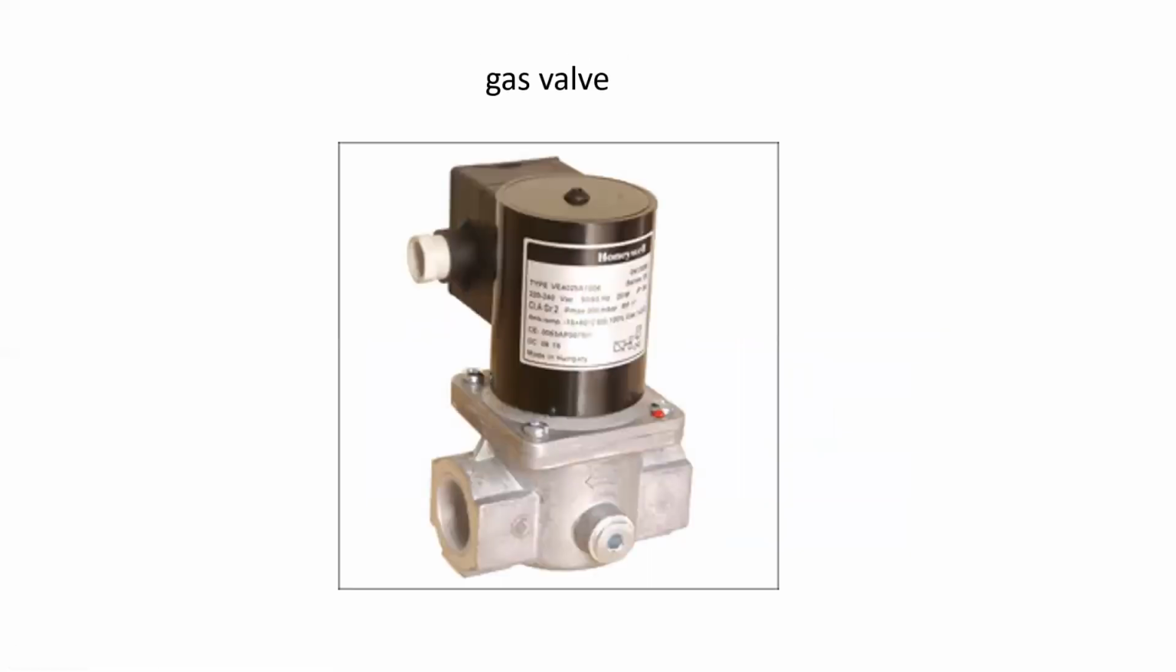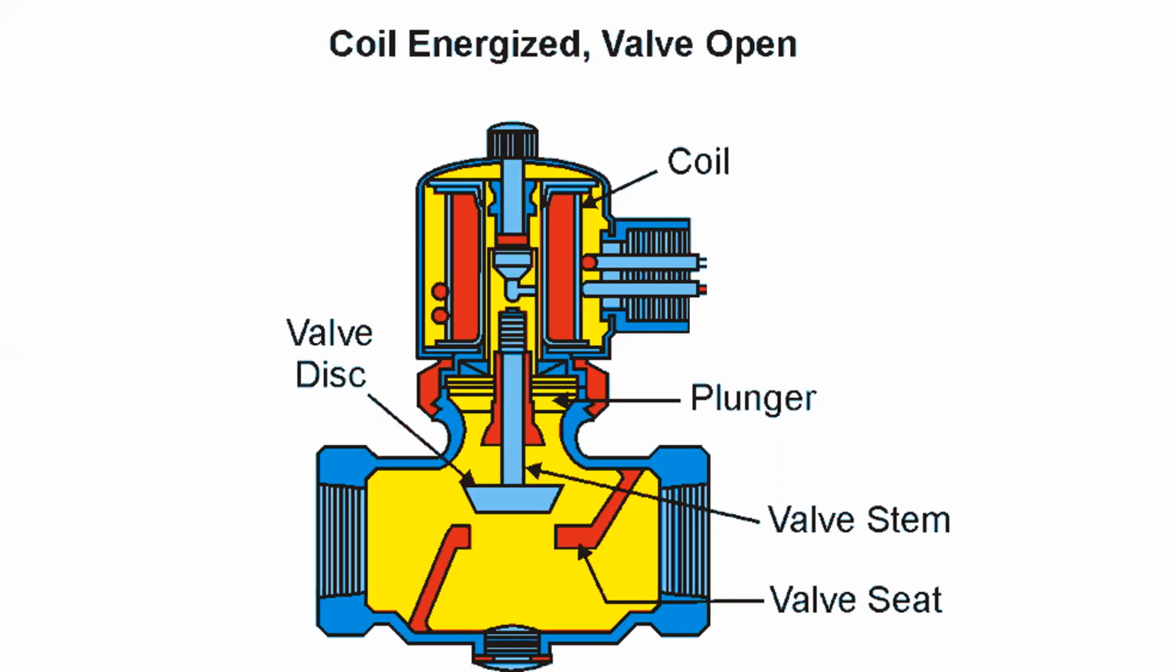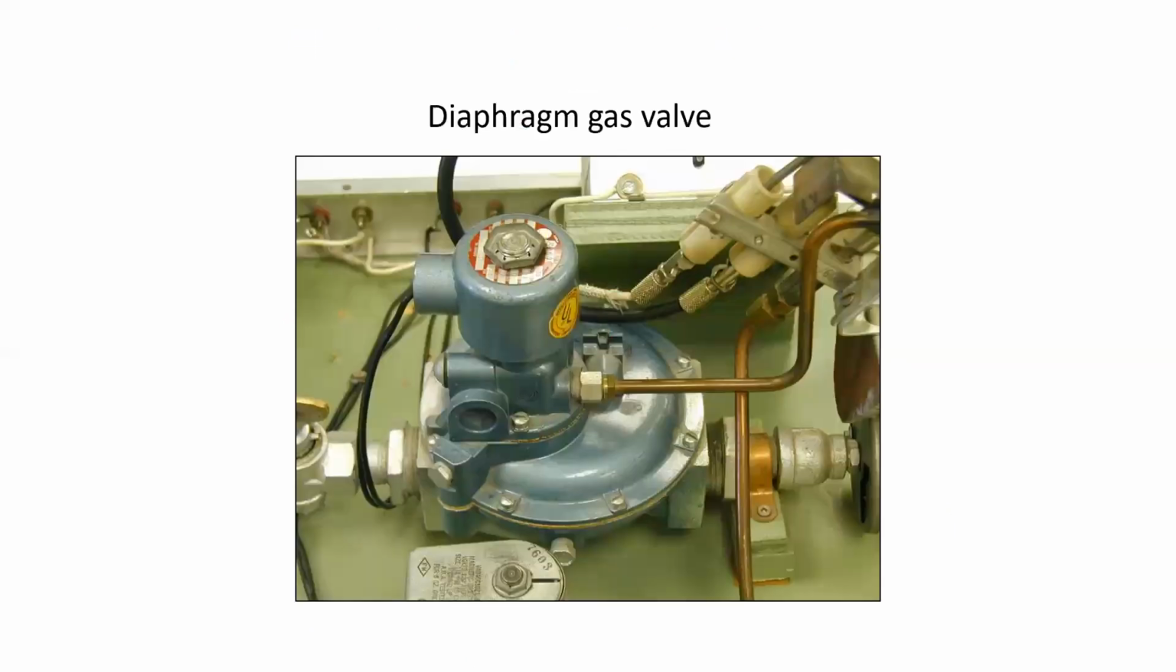Basic components. The most basic component that we're going to have in a basic gas-fired forced air system is a gas valve. The gas valve is one where the coil is energized and the plunger moves in an upward direction and allows gas to flow through the orifice or valve seat. There are larger types of gas valves used in heating applications known as diaphragm gas valves, and these utilize our understanding of pressure differential.